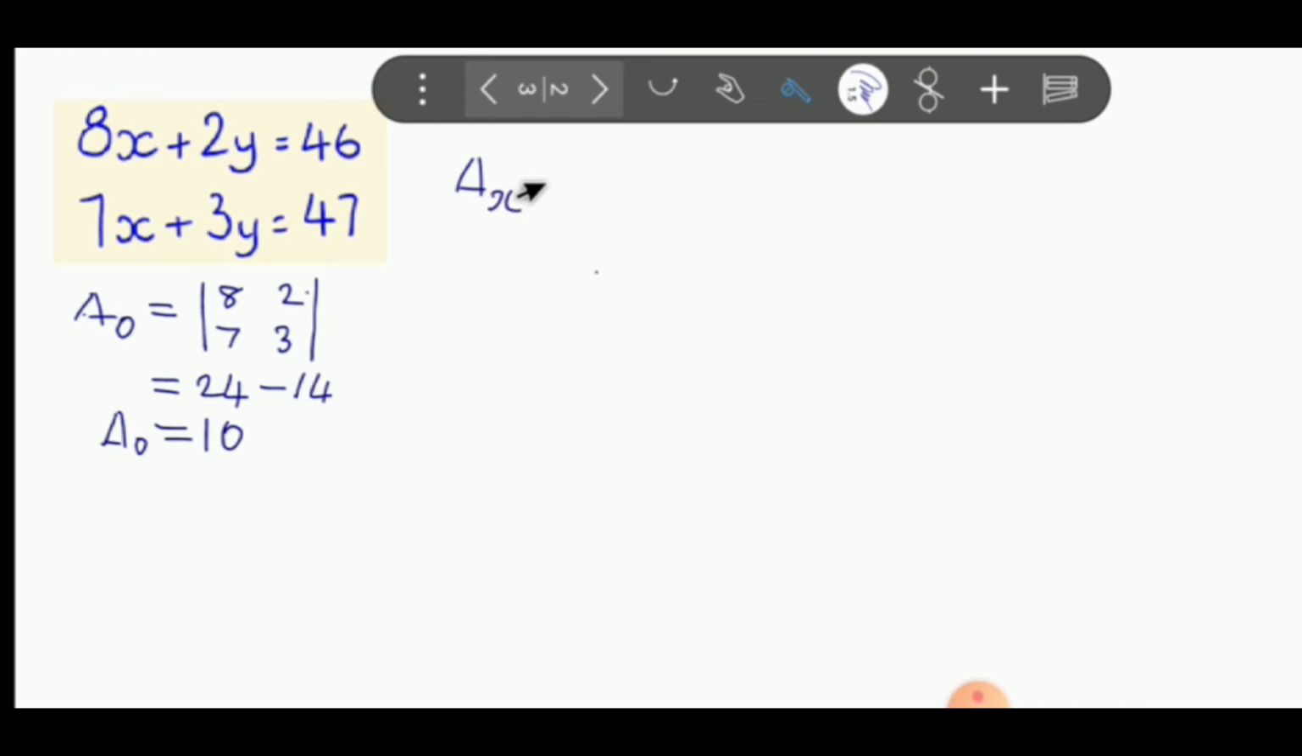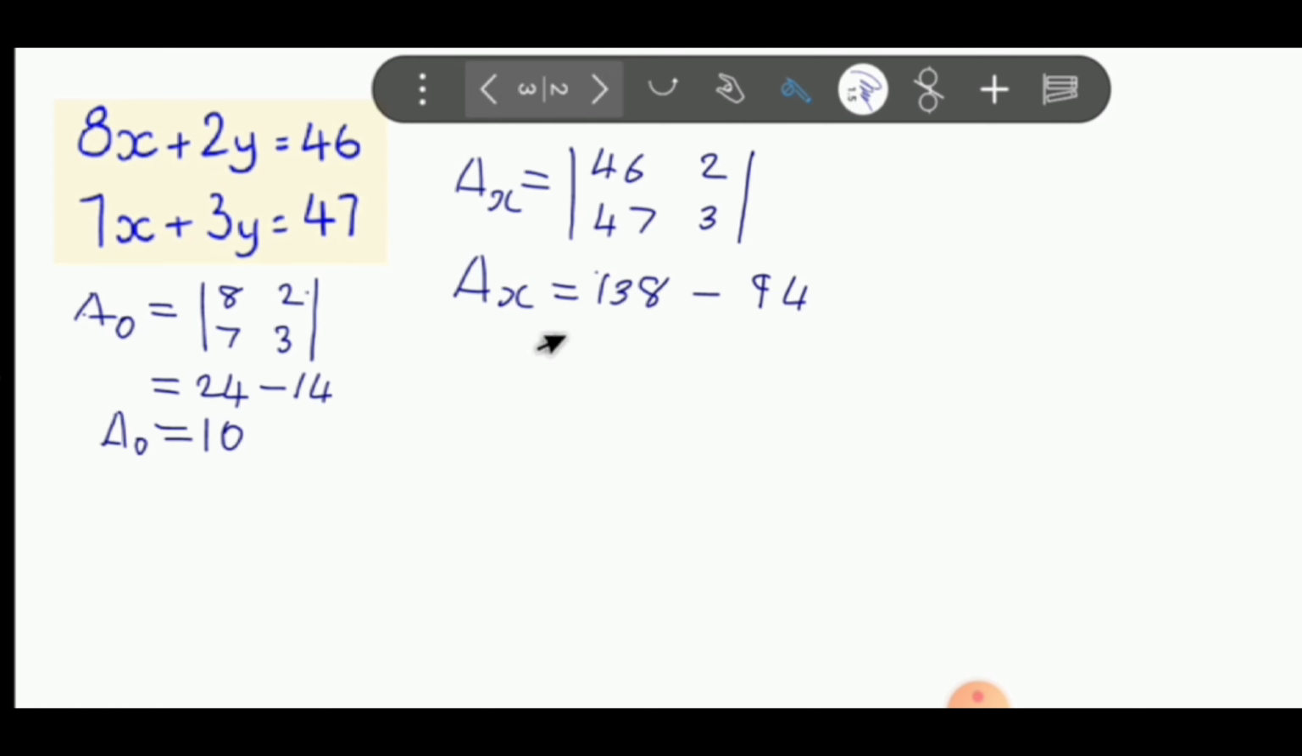Change in x will be equal to, draw my bracket out. Now I'm going to replace the coefficient of x, which is 8 and 7, with 46 and 47. So we say 46, 47. Then here 2 and 3, I put it here. 2, 3. So now we say change in x will be 46 times 3. That will give us 138, minus 47 times 2, that will give us 94.